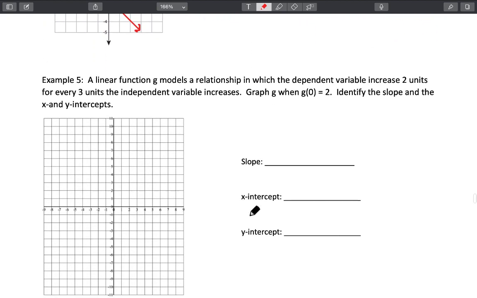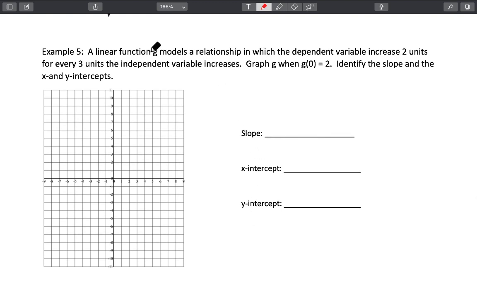For our final example for today, we have a linear function g that models a relationship in which the dependent variable increases 2 units for every 3 units the independent variable increases. All right, so dependent, remember, is your y. Your independent is your x. So it's saying that the change in the y variable is going up by +2 for every 3 units in the change of the x variable. So change in y over the change in x should be +2 over +3.